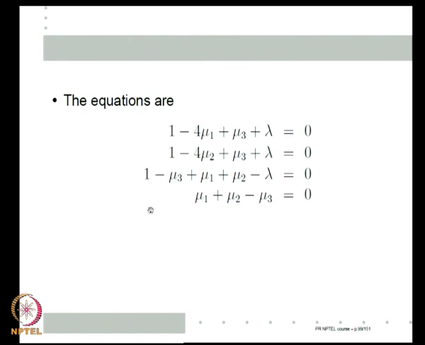Now, this particular case is chosen so the equations are very simple to solve. We already can see that mu 1 plus mu 2 minus mu 3 is equal to 0. I got mu 1 plus mu 2 minus mu 3 here. If I put that equal to 0, I get lambda equal to 1.